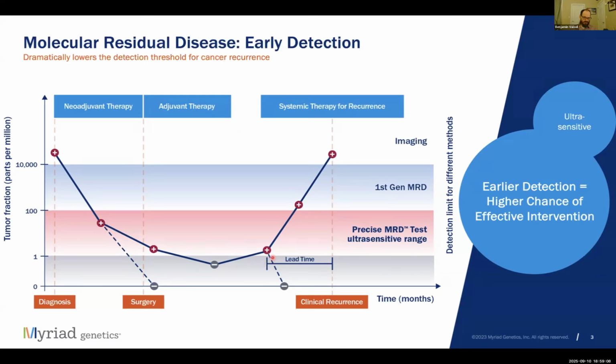So earlier detection leads to a higher chance of intervention. If we're able to detect at an earlier time, treatments can be applied earlier, making it more likely to save somebody's life.